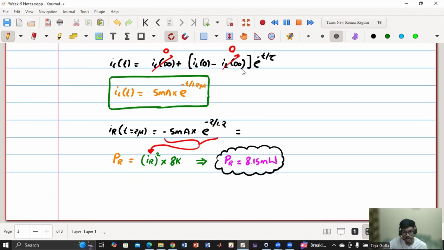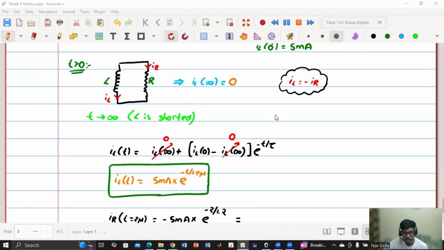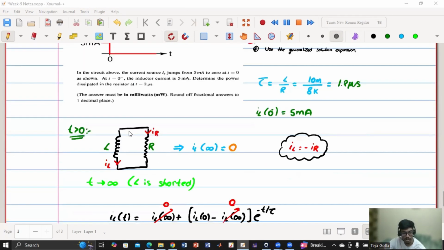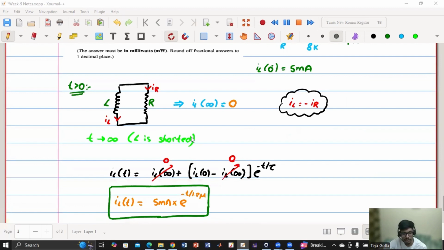Someone was saying something. Sir, if there is a capacitor, then what will VC of infinity be? In this case, if current is initially some value, and a capacitor and a resistor are there, the capacitor will be an open circuit at t equal to infinity. So when this is open circuit, the capacitor voltage is basically how much? Zero, because there is no voltage across the resistor. So VC infinite will also be zero.